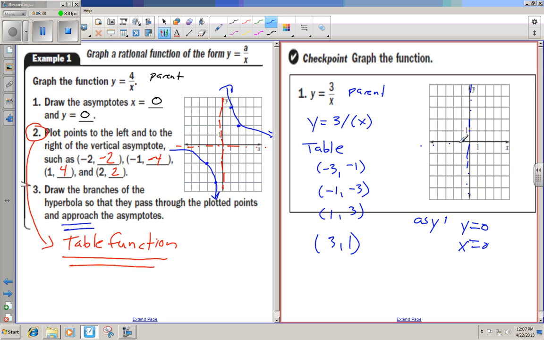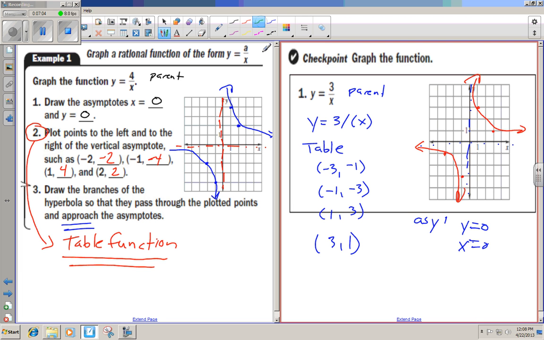So you have asymptotes here in the blue lines that don't actually touch that line. So now let's plot the points: (-3, -1), (-1, -3), (1, 3), (3, 1). And you draw as well as you can a nice curved line that doesn't actually ever touch the asymptotes.